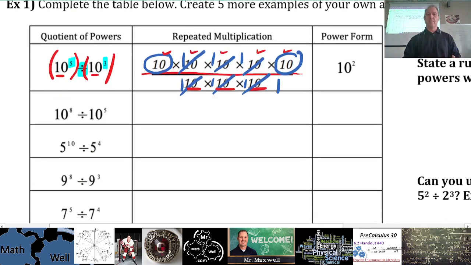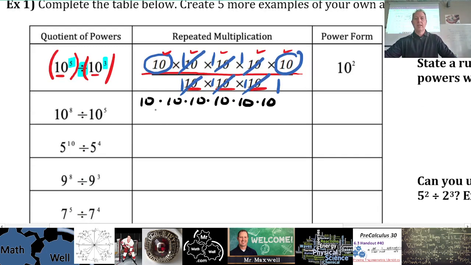Let's do the next row. It's going to be a little bit of writing, and some of you may have started this already. 10 times 10 times 10 times 10 times 10 times 10. 1, 2, 3, 4, 5, 6, 7, 8 tens, so 10 to the power of 8 on the bottom. I'm going to start on this side too. 10 times 10 times 10 times 10 times 10.